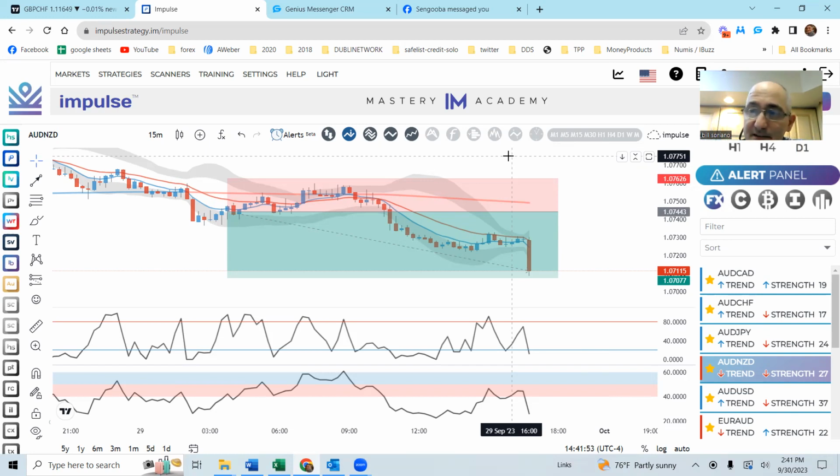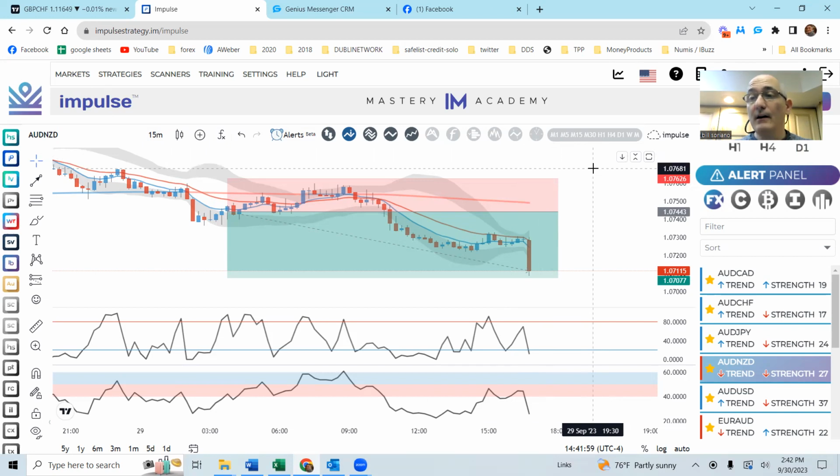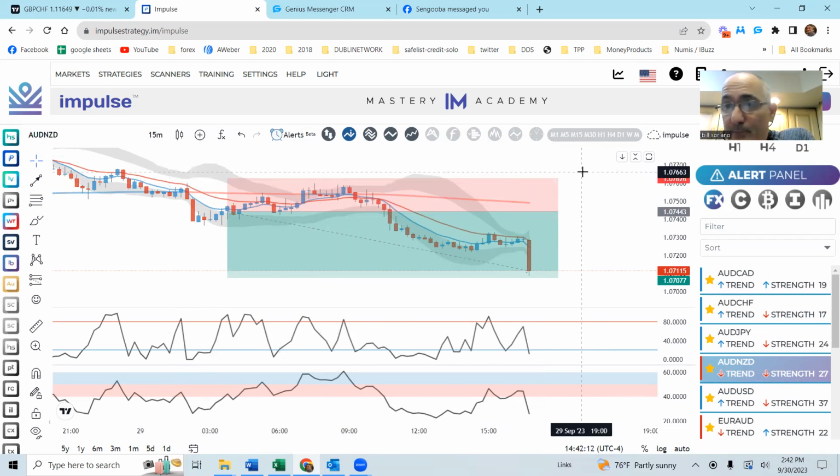So this is what you're going to want to use here. And this is primarily what I'm going to use in 2024. Now, I'm still going to do my smart money trades as well. Still going to do my smart money analysis in my group every week and during the week. But I'm also going to post these trades as well from the impulse scanner.